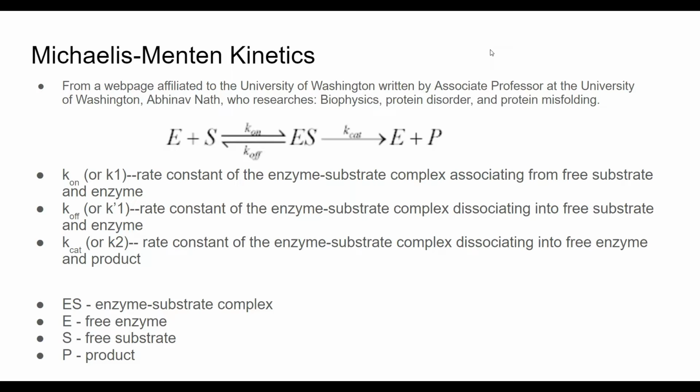In some papers in the National Library of Medicine, they refer to the constants differently, which is what I put there in parentheses, but I think that these non-number labels make more sense. K-cat you can think of as a constant of catalyzation. K-on you can think of as a substrate on the enzyme. And K-off you can think of as a substrate off of the enzyme. It makes more sense.